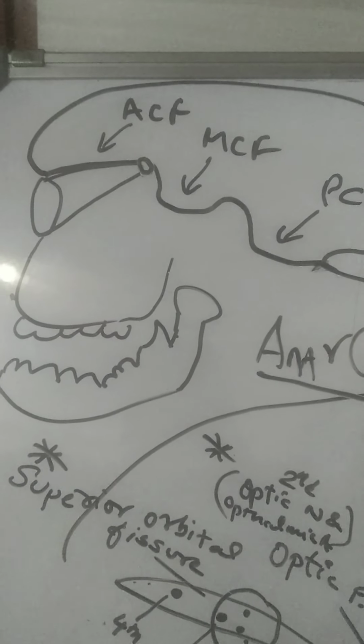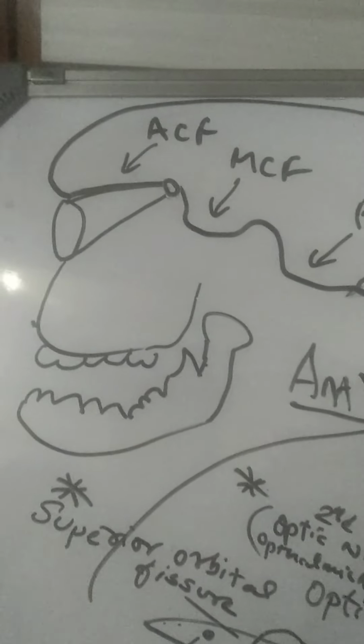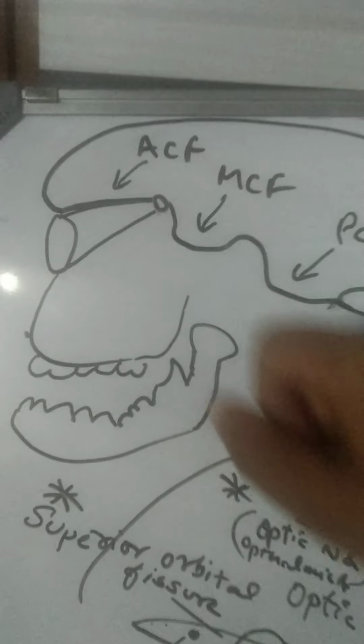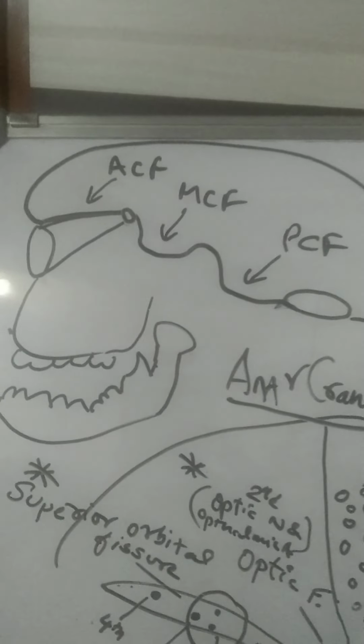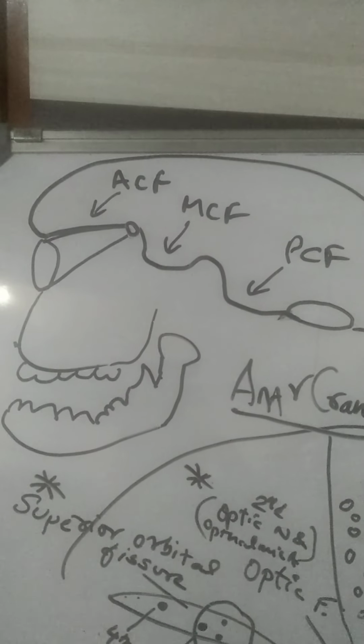The foramens in the cranial cavity. The interior of the cranial cavity has three fossas: the anterior cranial fossa, the middle cranial fossa, and the posterior cranial fossa. Each of these fossas is like a depression, like the steps of a ladder.